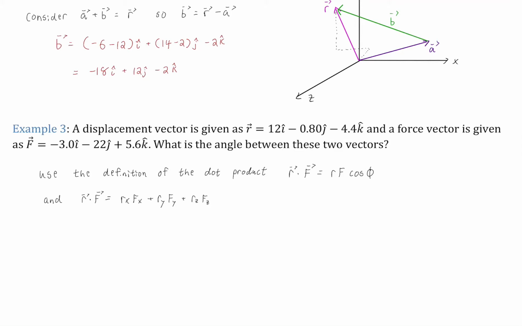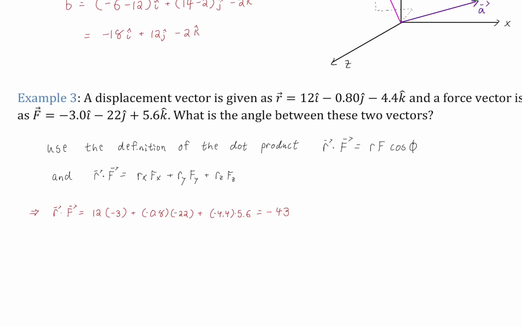We're also going to use the fact that r dot f can be expressed as rx fx plus ry fy plus rz fz. In other words, the sum of the products of the components, and this is just a number. So let's do it. The first thing I'm going to do is the sum of the products of the components. I take positive 12 multiplied by negative 3, add it to negative 0.8 times negative 22, and then add all of that to negative 4.4 times 5.6.